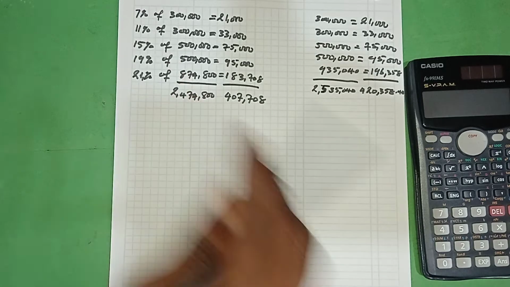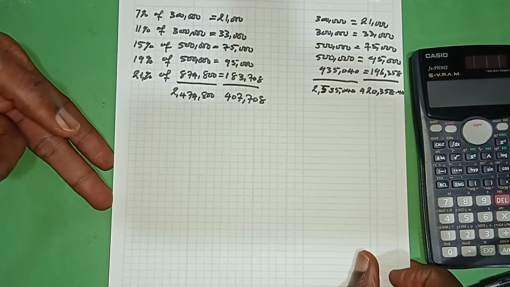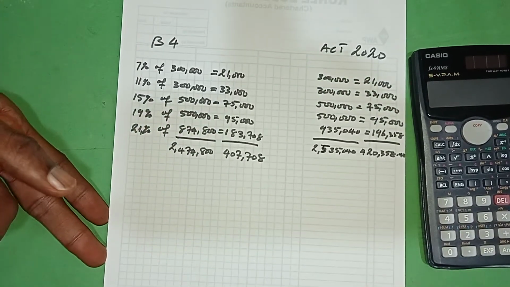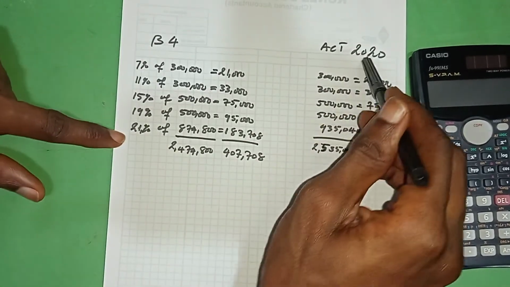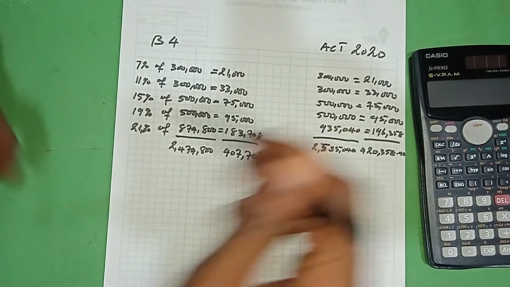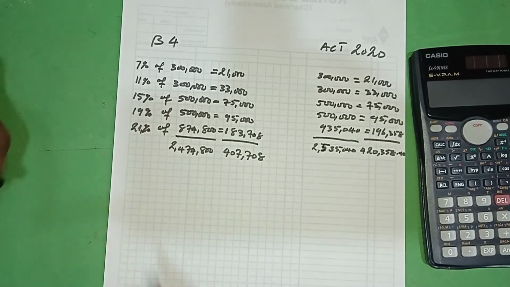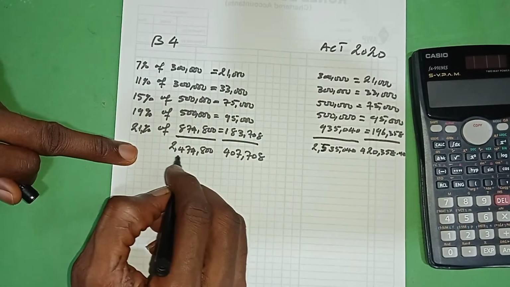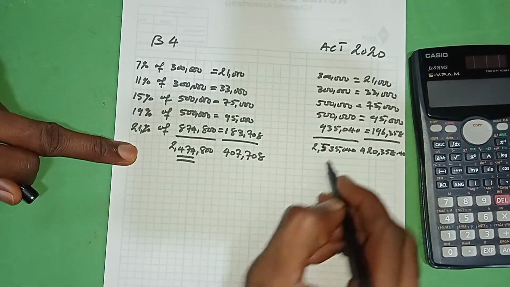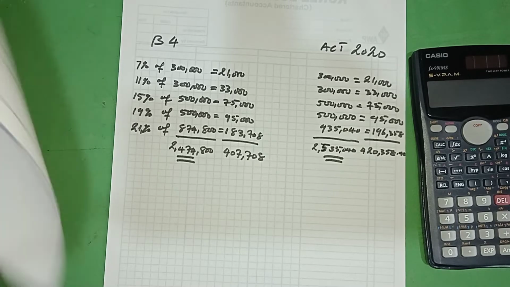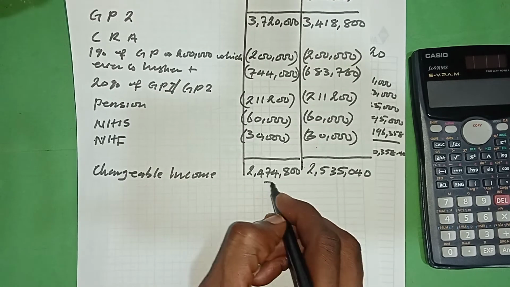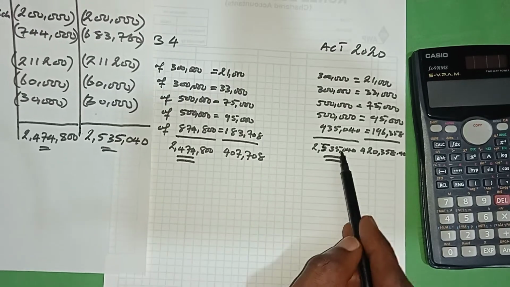So let's move to the next one. Now, this is before and this is after. Sorry, it's too tiny. This is before, this is after. This is Finance Act 2020. This is before the Finance Act. Now, this is our chargeable income from here. The chargeable income here. That is this and this.